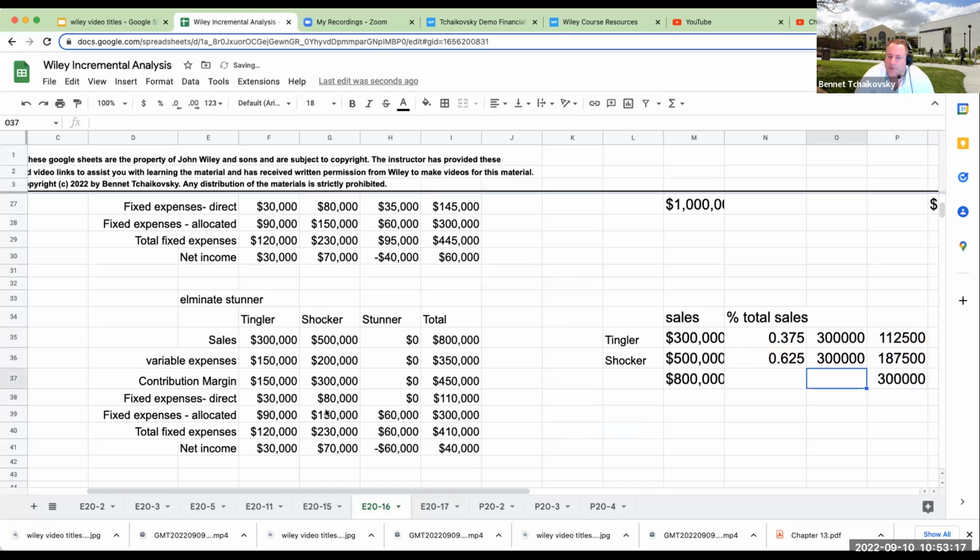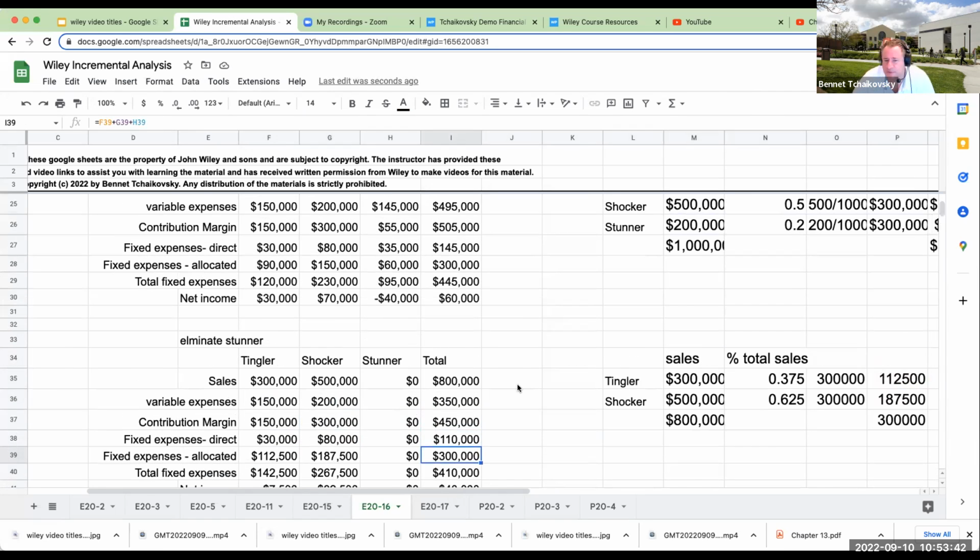So my new allocation, right? Stunner, because the division is no longer going, this is going to be gone. But Tingler now has 112,500 being allocated to it, and Shocker now has 187,500 being allocated to it. Remember, the common allocated costs don't change.